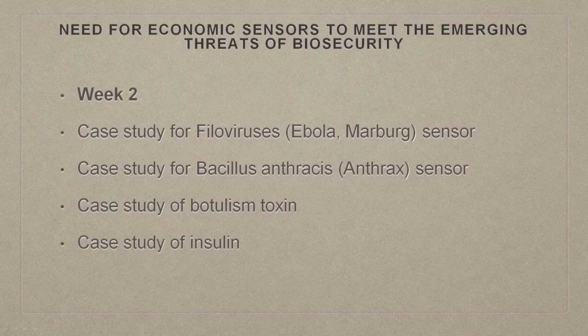And in the second week, we will be talking about even more case studies which are far more specific, and the need for economic sensors to meet the emerging threats of biosecurity. Specifically, we will talk about filovirus, including Ebola and Marburg, the case study of Bacillus anthracis, anthrax, which is another bioterror agent. Then we will talk about botulism toxin, and we will talk about insulin. This is a very regular molecule, but this specific molecule could be used for a very detrimental purpose. So, these are the first 2 weeks we will be talking about.